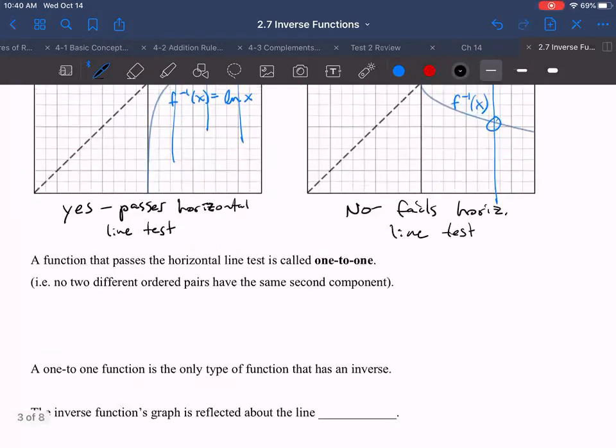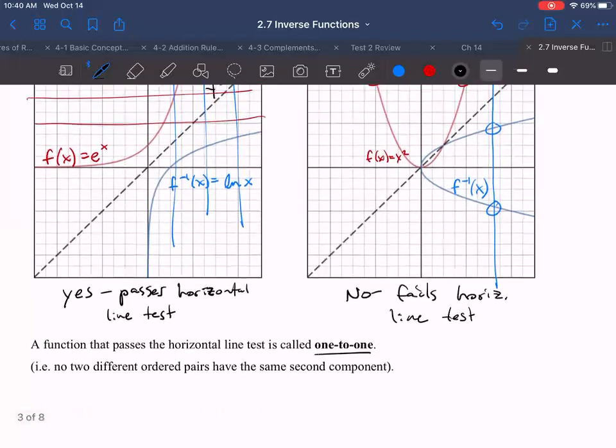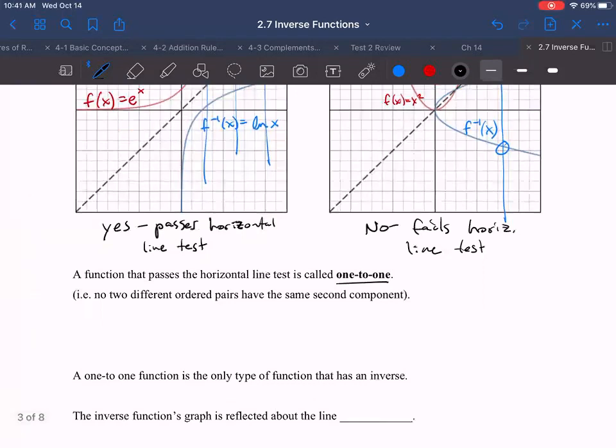So if a function does pass the horizontal line test, it's called one-to-one and therefore has an inverse function. If it fails it, the original function can actually be a function, but its inverse will not be a function. It'll just be an inverse, not an actual function like you see there in the second picture. So what we mean is one-to-one means every input has a separate output.